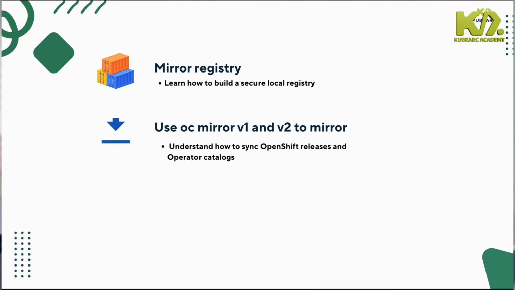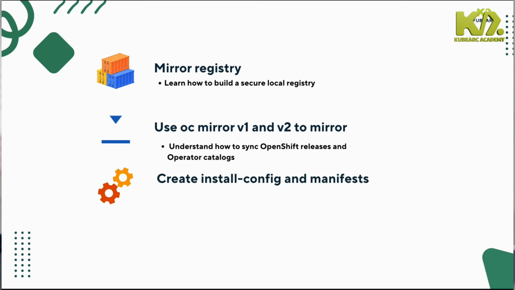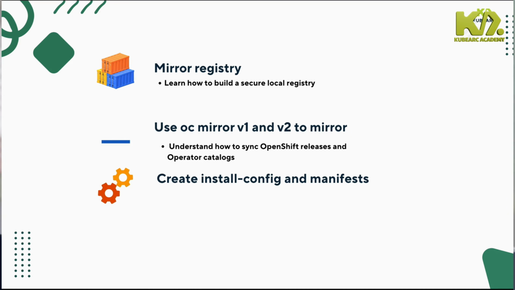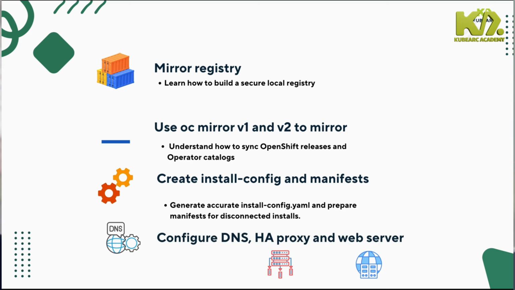operators, understand how to sync OpenShift release and operator catalogs using both versions, create install config and manifests, generate accurate install-config.yaml file and prepare manifests for disconnected installation, configure DNS, HAProxy and web server, set up internal DNS, a local load balancer and a web server to serve install files locally.